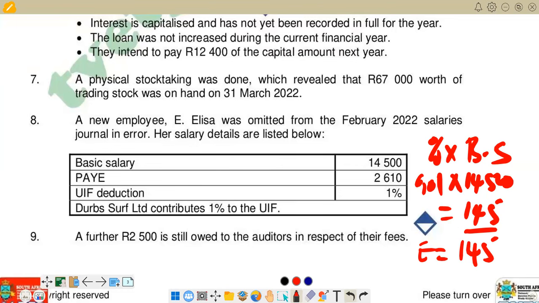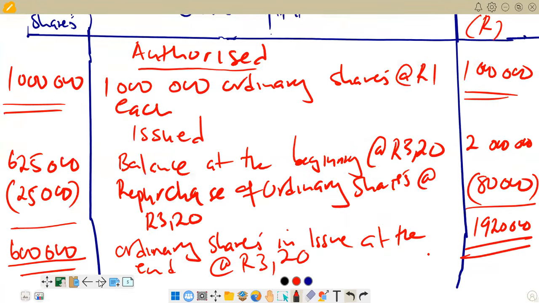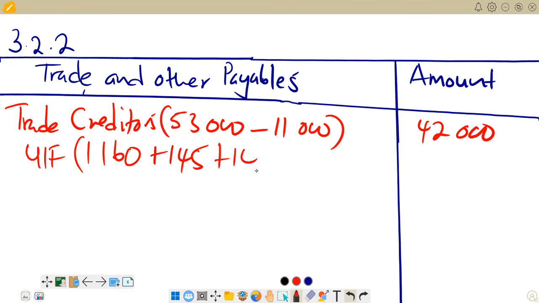We go to our answer section and enter that figure for UIF. So when you come here now, we are saying UIF. This figure again, we are given as 1,160, the one that is pre-entered, and then we add the 145 for the employee and the 145 for the employer, and the figure that we get there is 1,450.